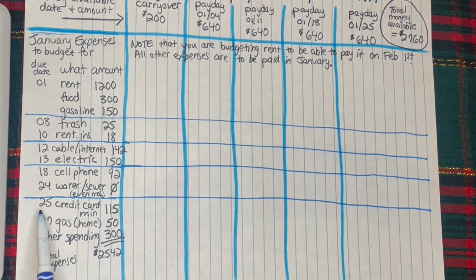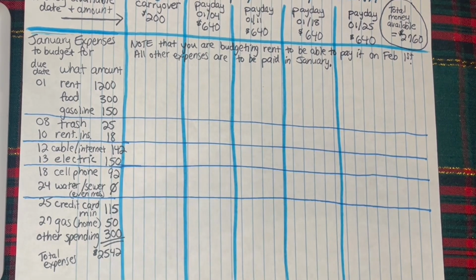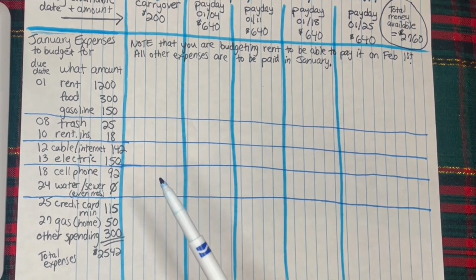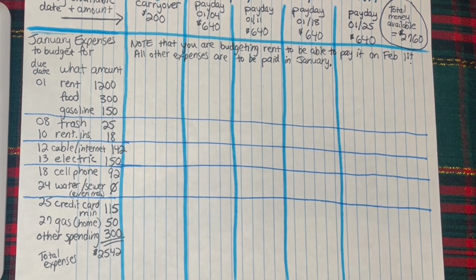So depending on the timing of things, you may or may not be able to use the money on the 25th to pay that bill that's due on the 25th. You may have to use money from an earlier paycheck to pay this bill on the 25th. And note that you are budgeting rent to be able to pay it on February 1st. All other expenses are to be paid in January. The rent has already been paid for January using money from December.